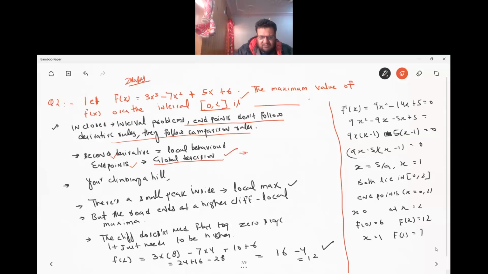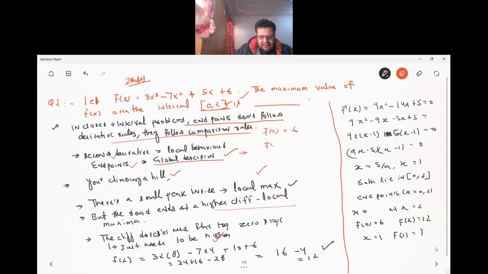In order to understand this problem, suppose you are climbing a hill, there is a small peak inside the hill, but the road ends at a higher cliff. When it is ending, the endpoint is 2. The cliff does not need a flat top or zero slope, it just needs to be higher. So in order to get the maxima point from over here, you just directly substitute the value of the endpoint. Your f of 0 value happens to be equal to 6, right?